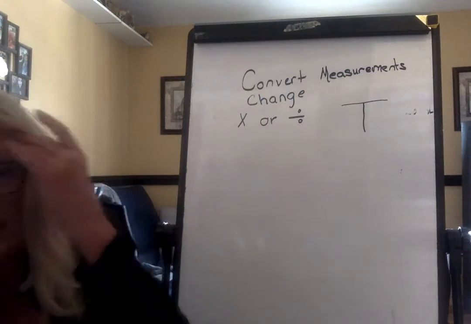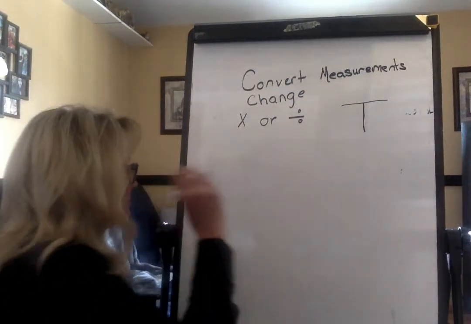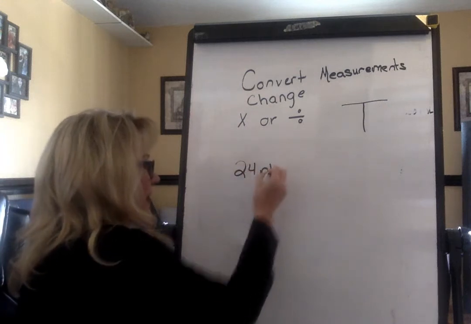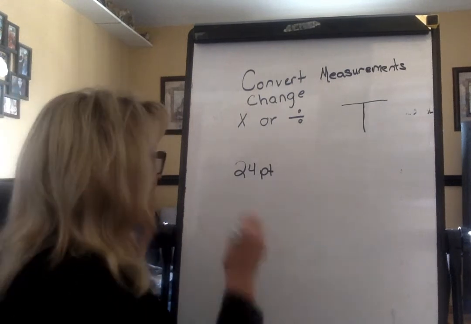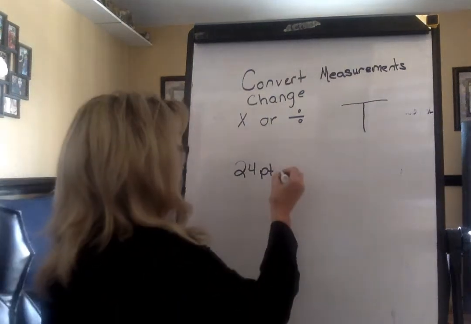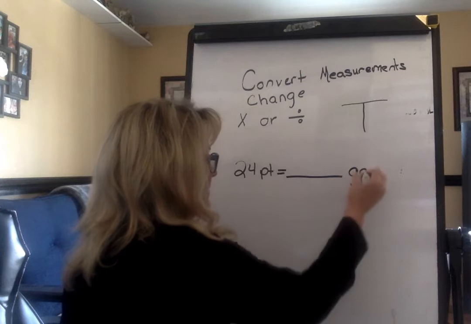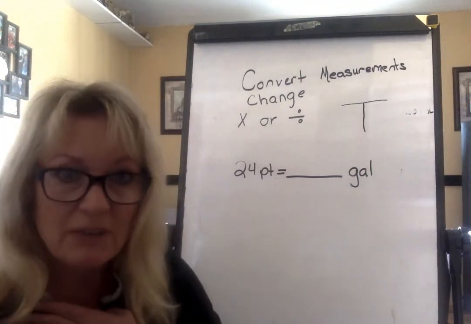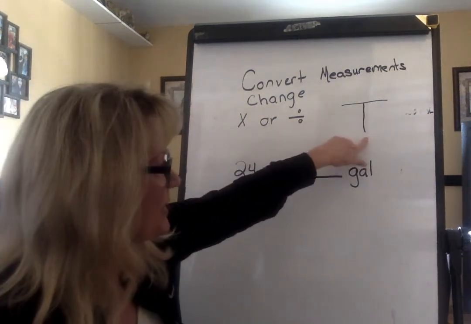So the next one we're going to do, let's go to capacity, okay? Now, we're going to have 24 pints. That's what I have. Could be pints of ice cream or milk or whatever. 24 pints. That's usually what your milk in the cafeteria comes in, that size, a pint. And I want to know how many gallons that is. Okay? When I do this, I know I'm converting.